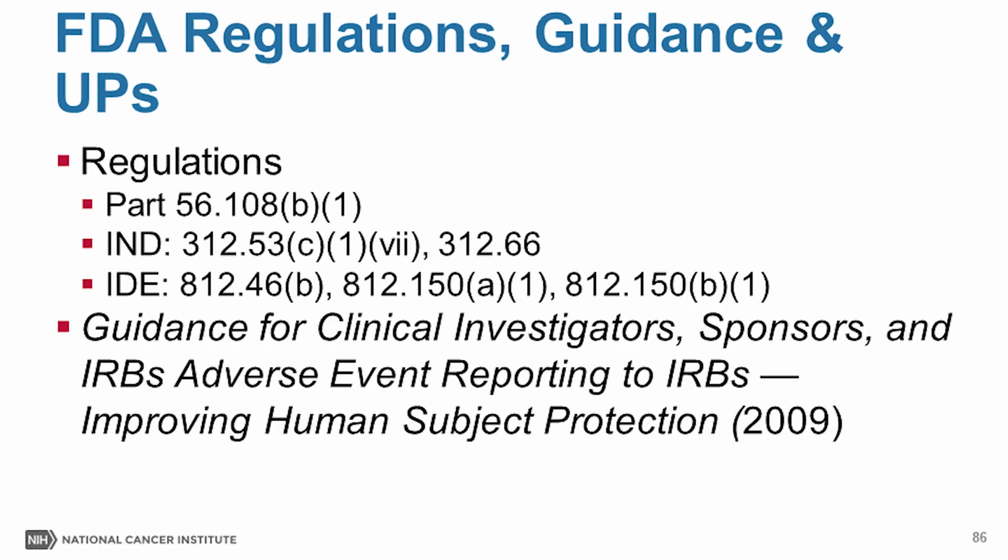So the FDA regulations also support prompt reporting of an unanticipated problem to the IRB. And you can see here listed the IND regulations, the IDE regulations, as well as Part 56, which is the IRB regulations, under Title 21 of the FDA. You can also see what I consider a very helpful guidance for clinical investigators, sponsors, and IRBs when assessing adverse events reporting to the IRB. That came out in 2009 and is still current and applicable today.